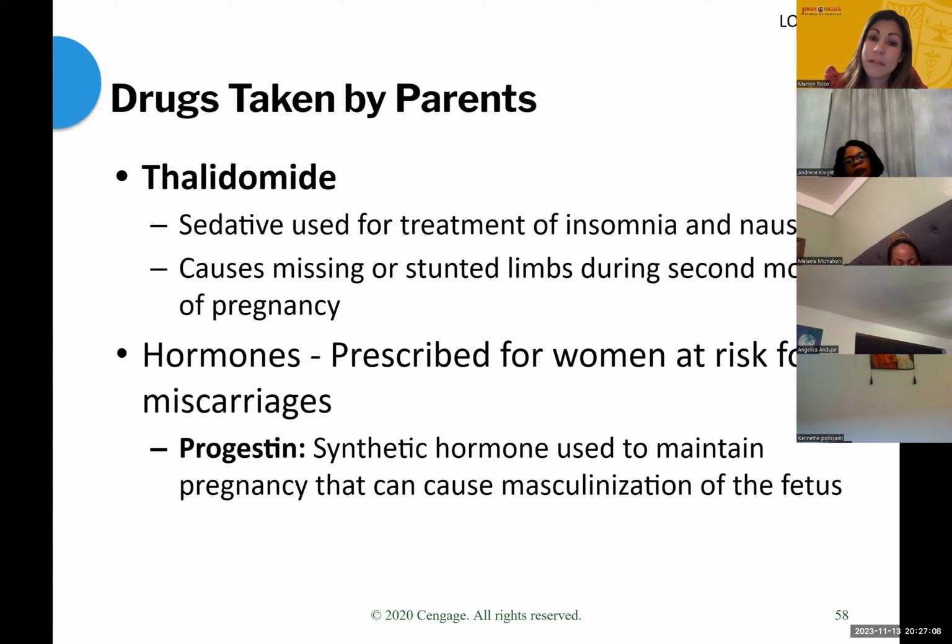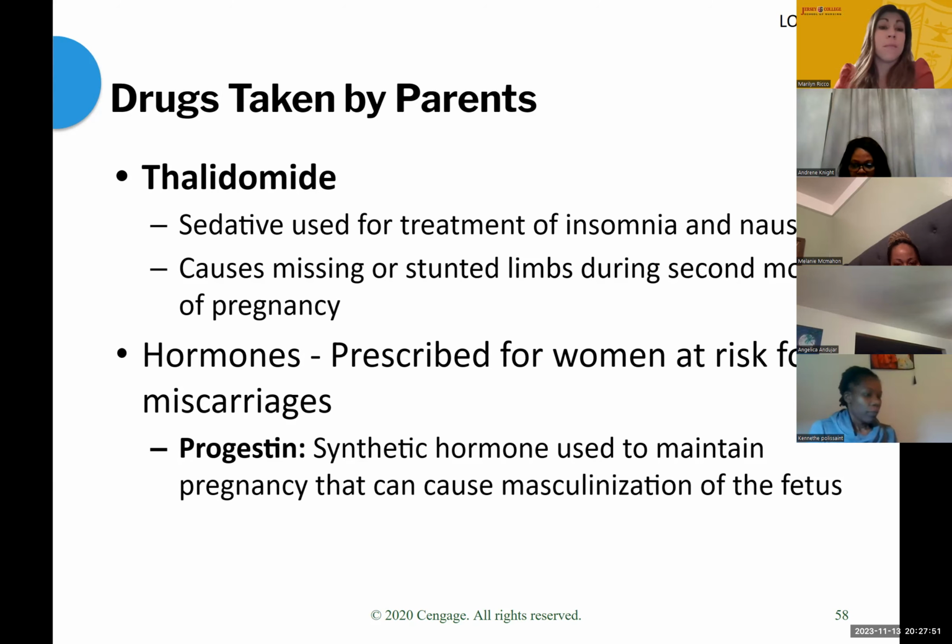So some drugs I mentioned in the textbook taken by parents: we have thalidomide. It's a sedative used for treatment of insomnia and nausea. It can cause missing or stunted limbs during the second month of pregnancy. So this is another thing that pregnant people have to pay mind to: if you are on tons of medication and then you become pregnant, you have to seek a doctor right away, because there are many risks involved for the baby, but also risks involved in taking you off of that medicine. So there's a lot of things that have to be monitored.